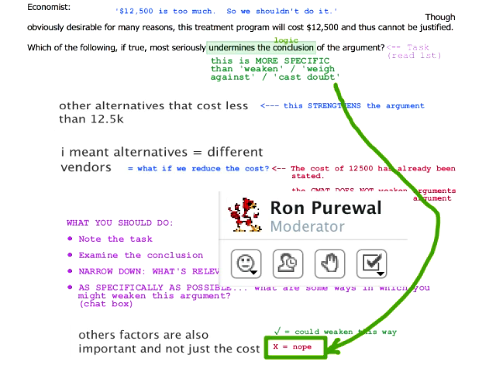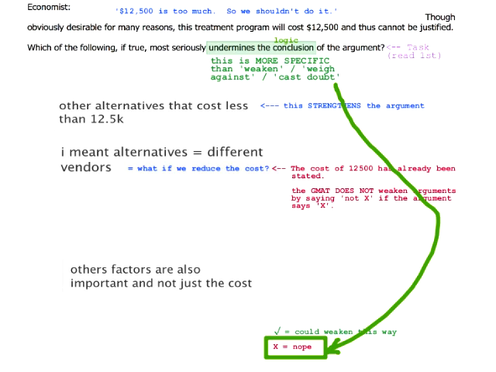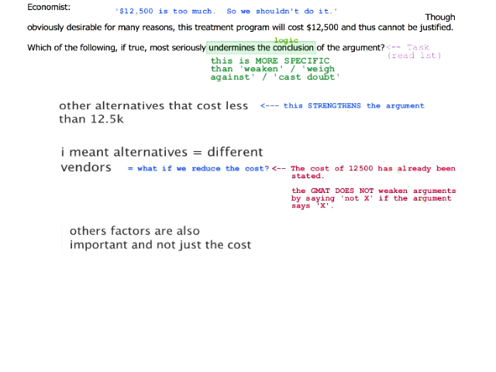Let's erase some of the graffiti on the screen here. And let's talk about this. Let's talk about other factors. Let's say that it's a treatment program. I will tell you at this point it's a medical treatment program that they're talking about. So other factors. Let's say you found another non-financial factor that heavily favors the program. Let's say you found one.